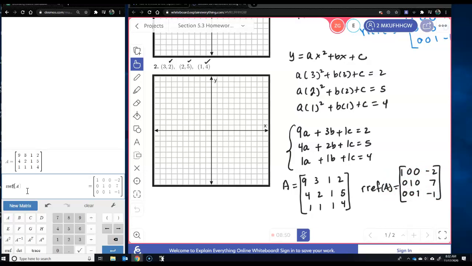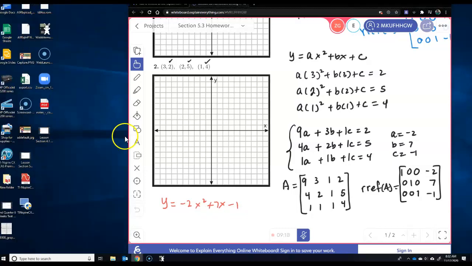So I'm going to go ahead. I know that A is equal to negative 2. I know that B is equal to 7. And I know that C is equal to negative 1. So I'm going to go ahead and substitute that into my equation. Y equals negative 2x squared plus 7x minus 1.